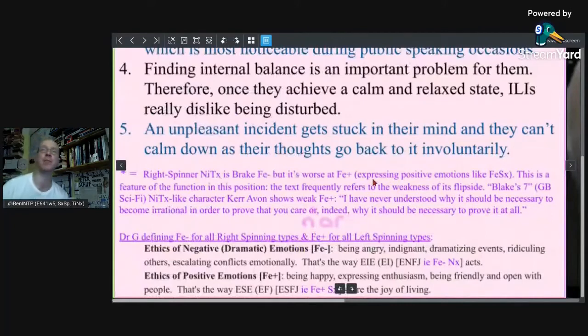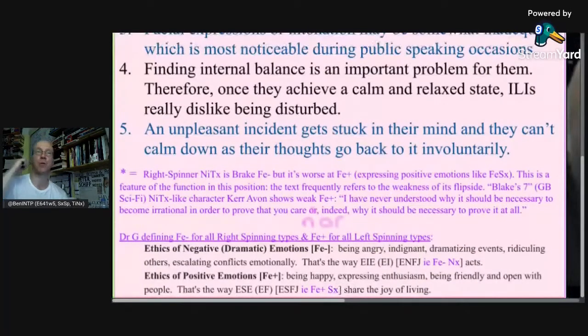I think, yes, they can express. So in a way, they are poker face. But you could also say that they sometimes may not be able to hide their emotions or know when they should hide them, and their negativity can come out, and that spoils the atmosphere and affects other people. This is a feature of the function in this position.